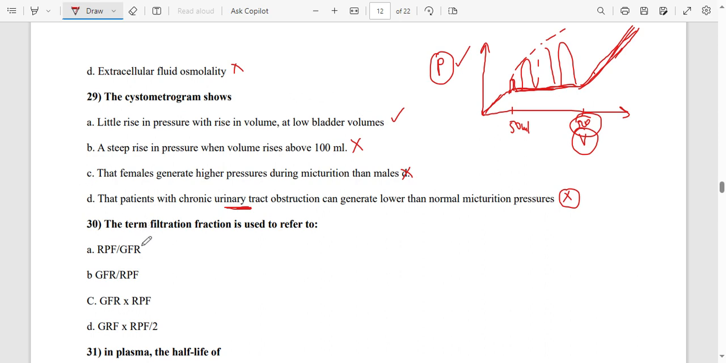Number 30. The term filtration fraction refers to. Now, the fraction of what has been filtered is the filtration fraction. We'll talk about how much has been filtered divided by how much went to the kidney. That is the renal plasma flow. So it's the glomerular filtration rate, how much has been filtered at the glomerulus, divided by how much went to the glomerulus. So that is going to be B.